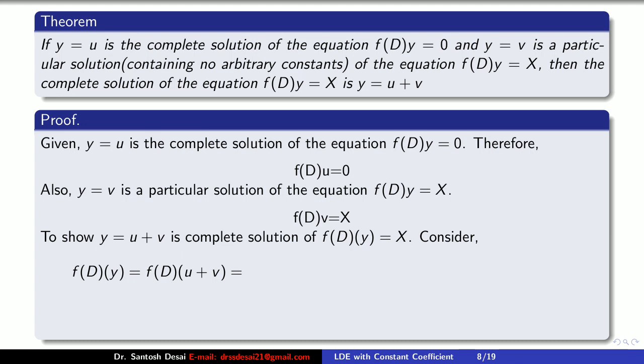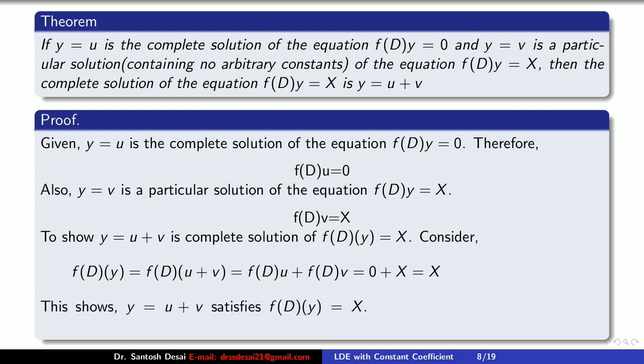So we get f of D into bracket u plus v. Now by using the linearity property, we get f of D of u plus f of D of v. But we know that f of D of u is equal to 0 and f of D of v is equal to capital X. So therefore we get 0 plus X, and this is equal to capital X. So this shows that y equal to u plus v is a solution of the equation f of D of y is equal to X.